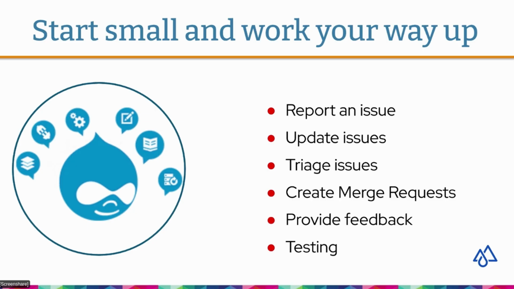Triaging issues. This is a good task when you want to get acquainted with the issue queue. This helps by tagging issues correctly. There's a whole set of tags, which we'll go into in a little bit, showing where it is in the life cycle of the issue, and then providing feedback, like maybe you tested the patches or you reviewed the merge request. We can provide feedback that is constructive.